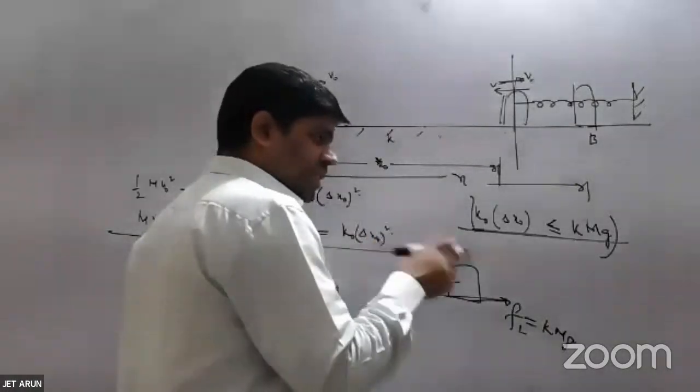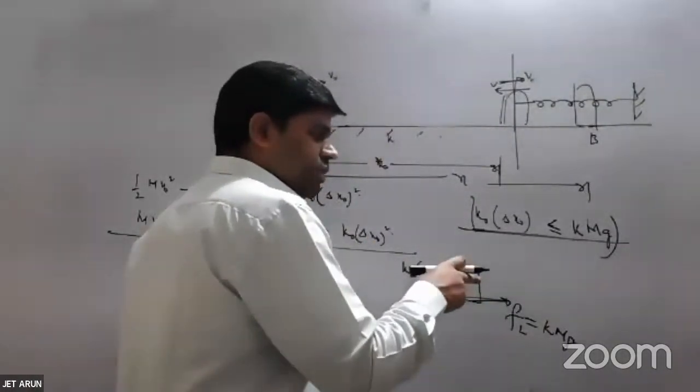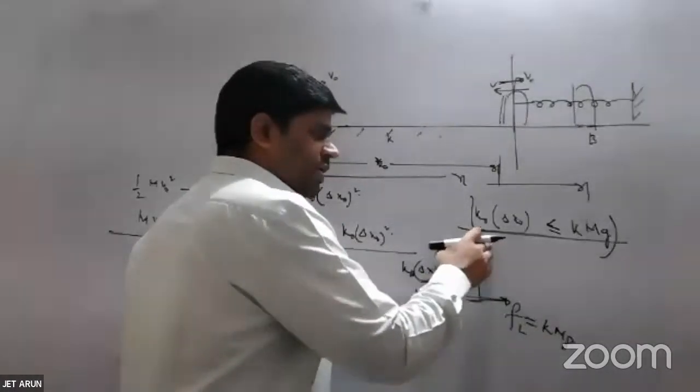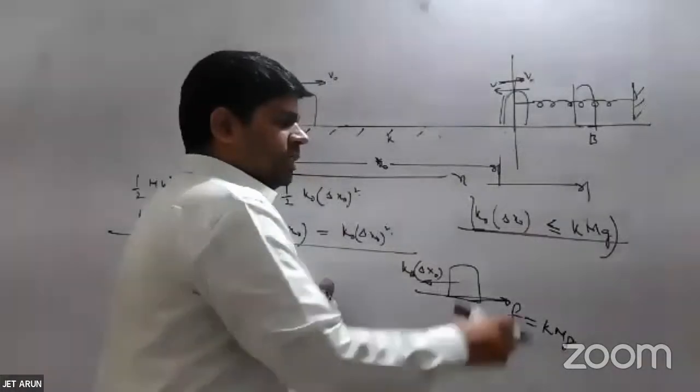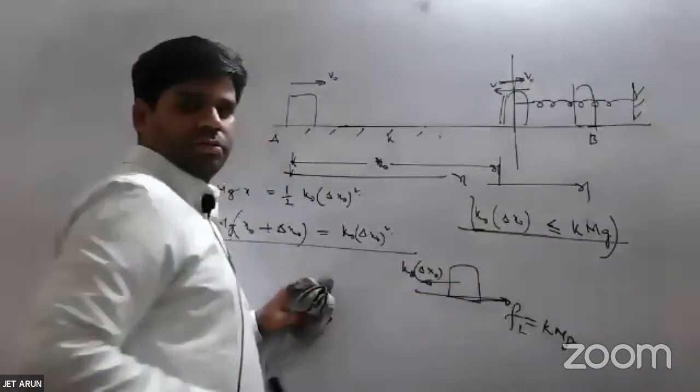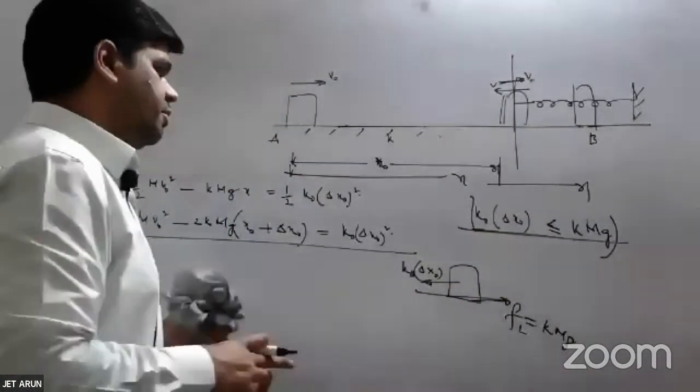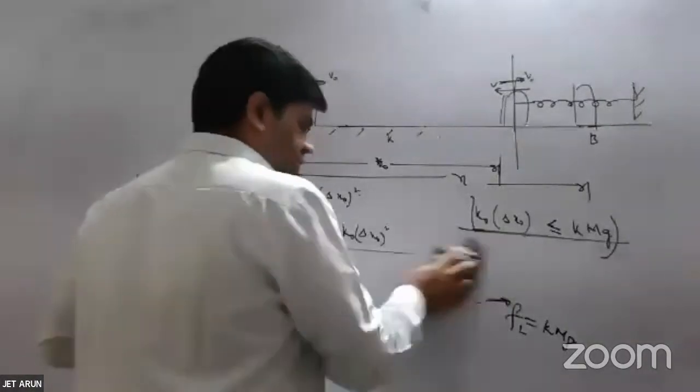So for it to stay there itself, the condition from the FBD comes from the equilibrium condition. What we get is k delta x naught should be less than or equal to mu mg. All right, is this understood, Vignesh? Yes, sir. Okay. Now that is one condition.